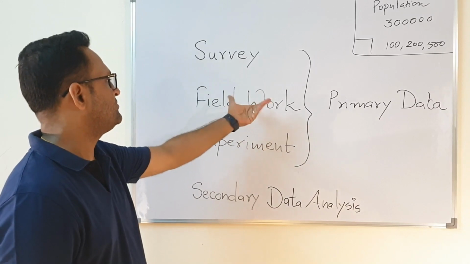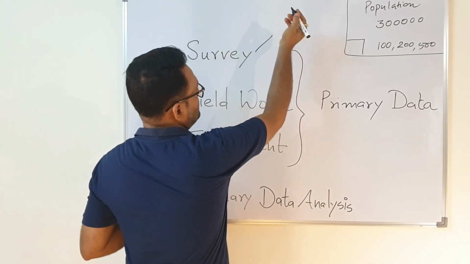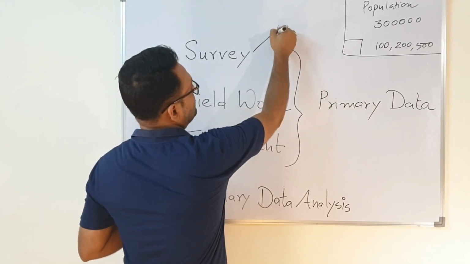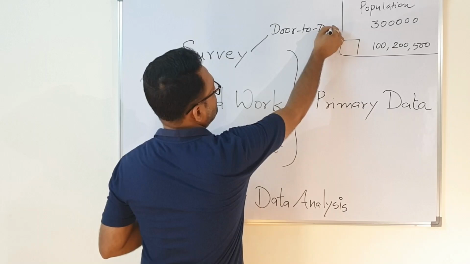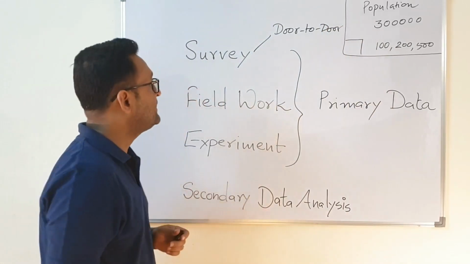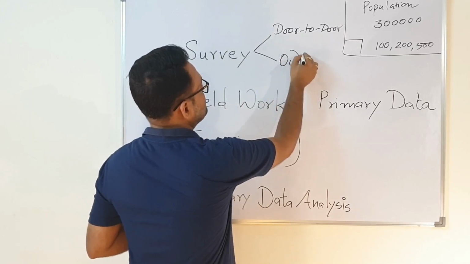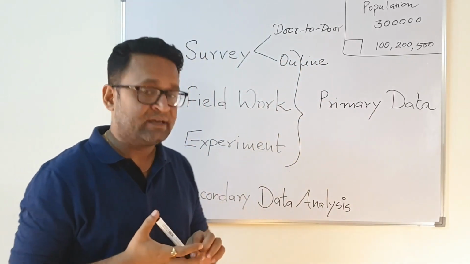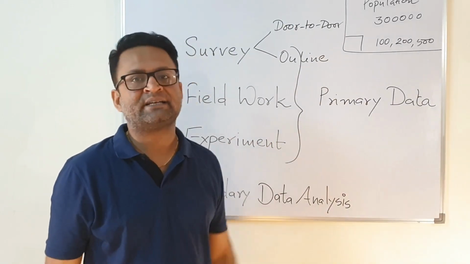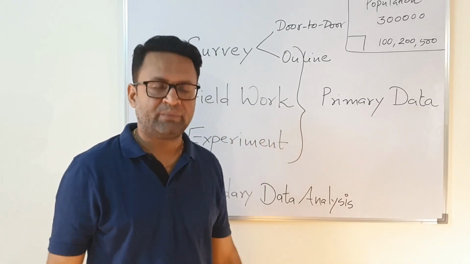Now, a survey can be organized through door to door, which is one way of organizing. But nowadays it is very popular to organize an online survey. We all use Google Forms and SurveyMonkey, and there are so many websites through which you can collect data from people.